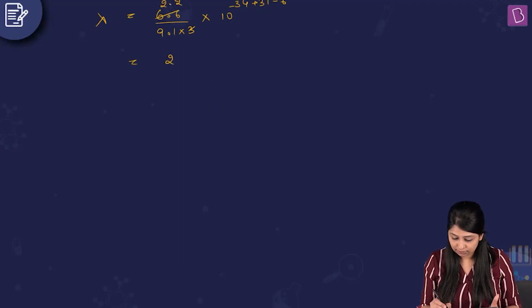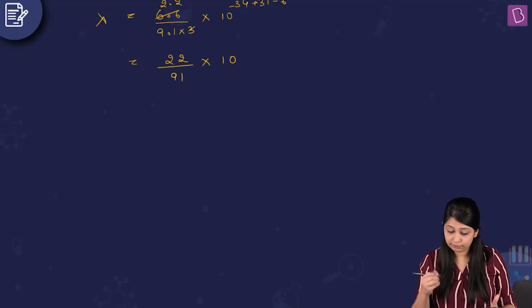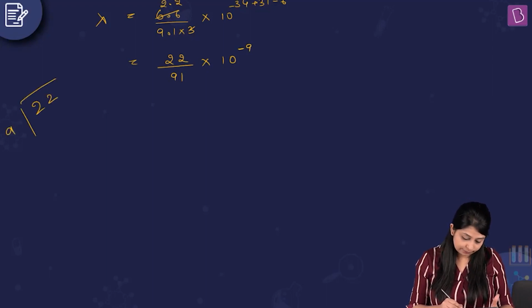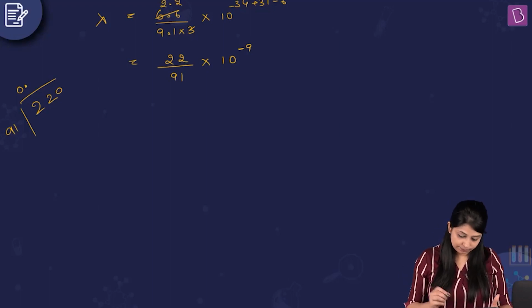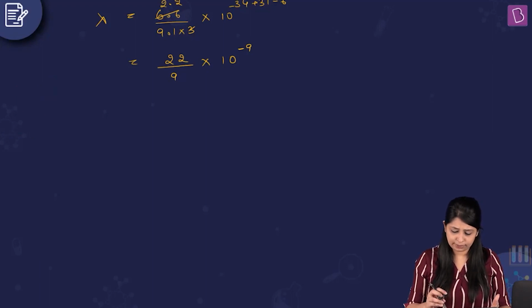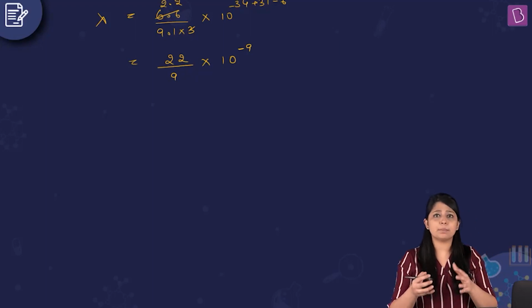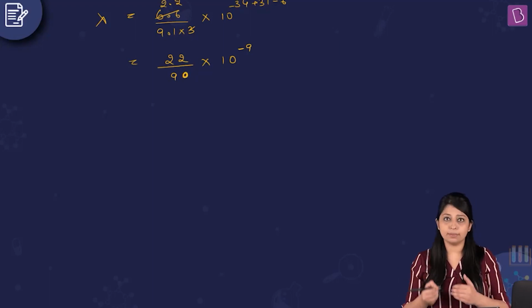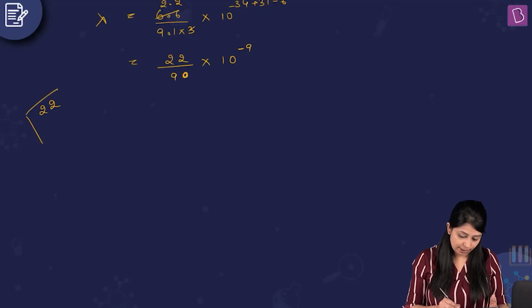So what do we have to calculate? We have to divide 22 by 91. And this is 10 to the power minus 34 plus 31 would be minus 3, and minus 3 minus 6 would be minus 9. Okay. So 22 divided by 91. We'll put a decimal, so 220. Right. So 91. So instead of dividing 220 by 91, let's make it as 9. Okay. So instead of 9.1, I'm approximating it as 9. So this will come as 22 divided by 90. So we'll divide 22 by 9.